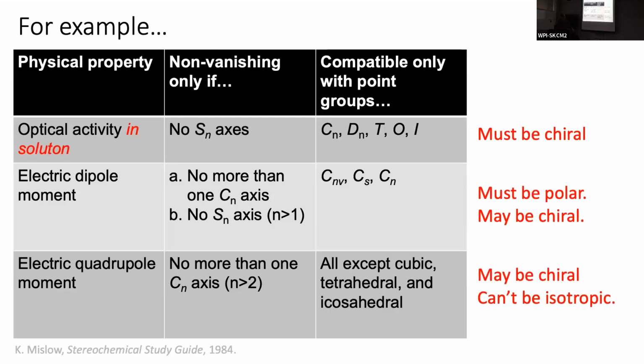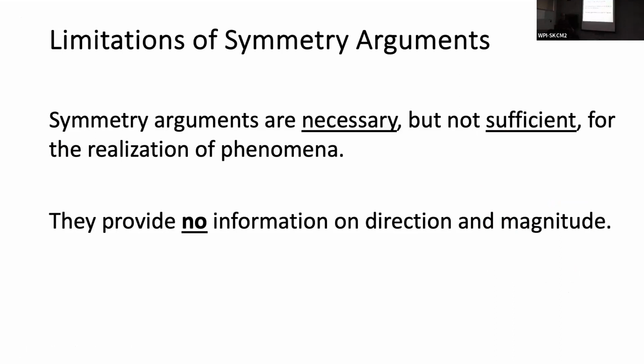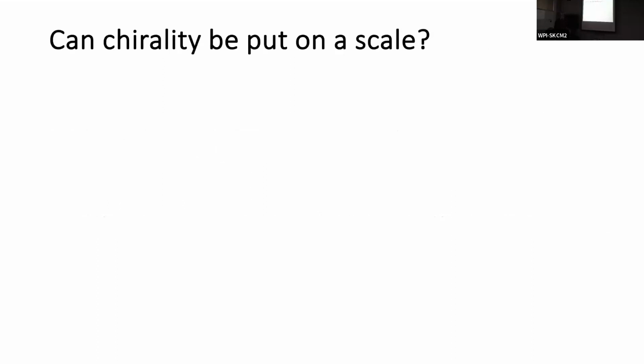Symmetry arguments are very powerful because they tell you exactly what properties you can and cannot have, what cannot be measured in a laboratory. The limitations of symmetry arguments are that they are necessary but not sufficient for the realization of phenomena. In other words, they provide no information about magnitude or direction. They're just yes or no questions, but they don't tell you how much. So the absence of being able to measure something does not necessarily mean that your symmetry argument failed. It just may mean that you need to do a better experiment.